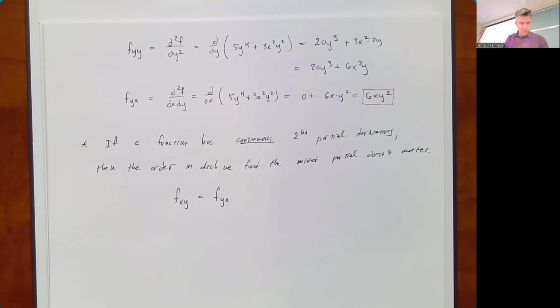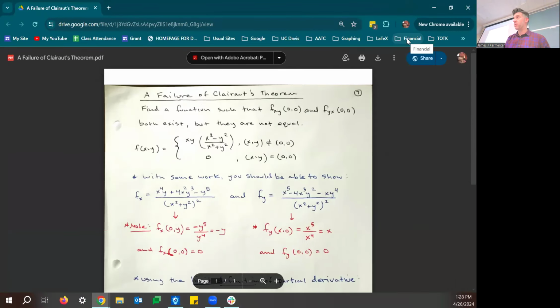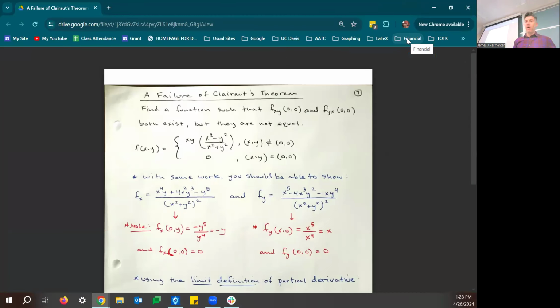Where'd you go? Sorry, there is an example of this. I just need to find it. There we go. So here is one of the simplest functions I'm aware of where this doesn't work out. The function is f of x,y equal to x times y times the quotient x squared minus y squared over x squared plus y squared, as long as x and y both aren't 0. And then it's equal to 0 when x and y both are 0.